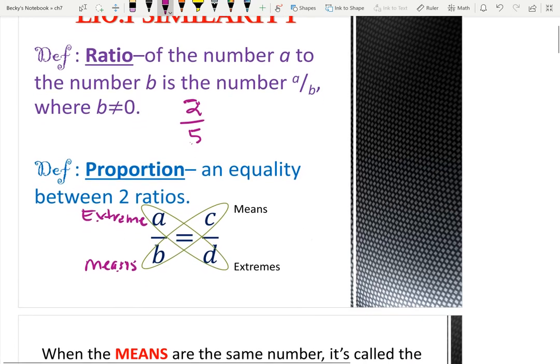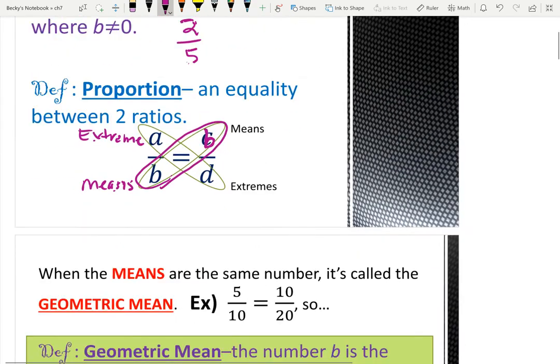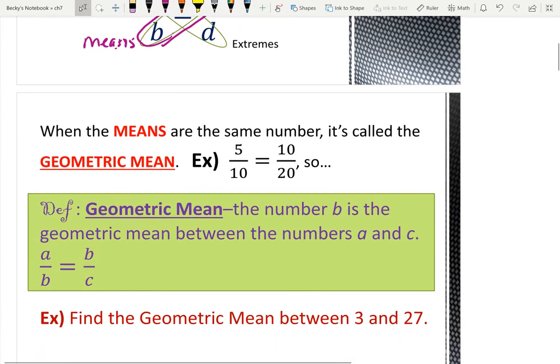Now, the next thing we're going to talk about is called a geometric mean. The geometric mean is when your means are the exact same value. So, for instance, they would both be the value of b, or they would both be the value of x, or whatever number you pick. Okay, so we have three different things already. We have a ratio, which is a fraction. We have a proportion, which is two fractions that are equal. And then we have a geometric mean.